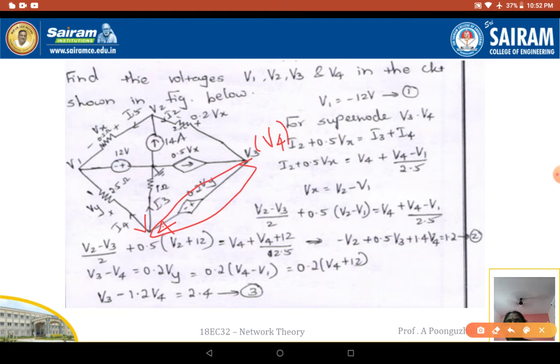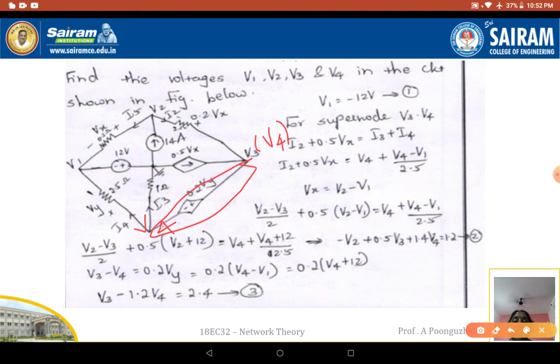So I4 is equivalent to your I2 plus I5. So here V2 minus V3, divided by 2, so this is your 2 ohms there, plus 0.5 into your Vx. Vx is nothing but V2 plus 12. V1 is nothing but minus 12 volts.